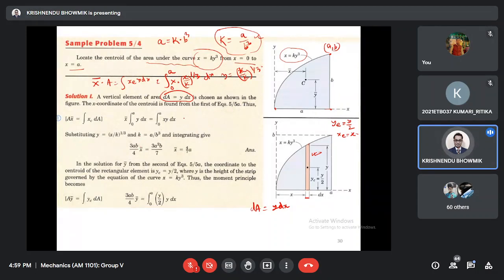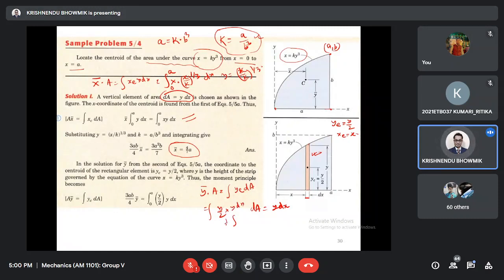So somebody can utilize this, and you can get the solution of x bar as this. It is up to you how you will be doing this integration. For y bar, y bar multiplied by A equal to integral of y_c dA, where y_c is basically y by 2. Again the same, dA equal to y dx.